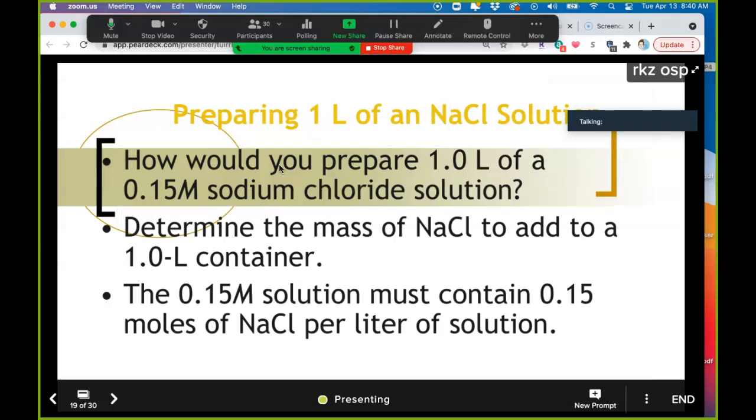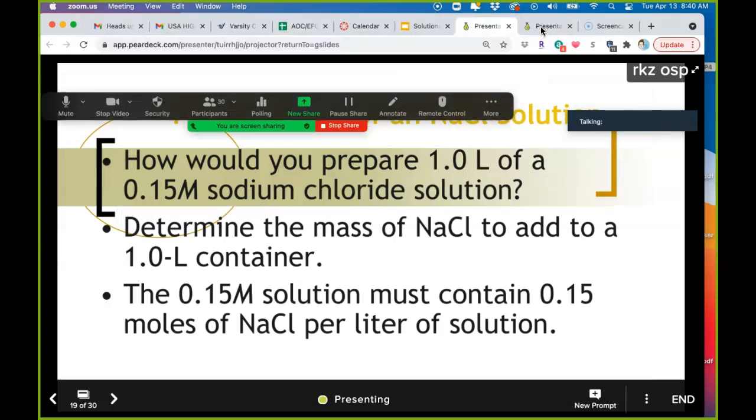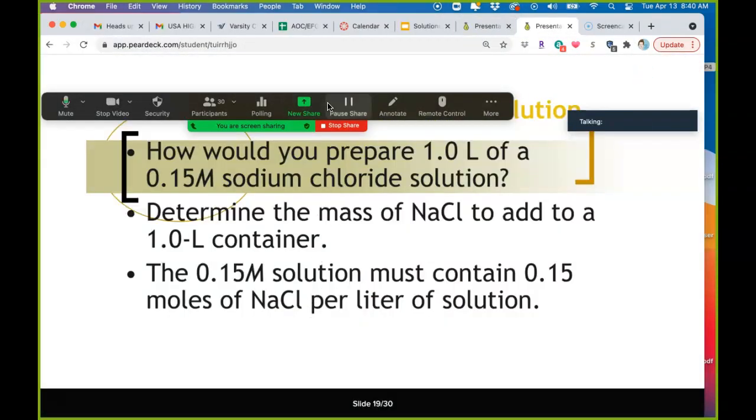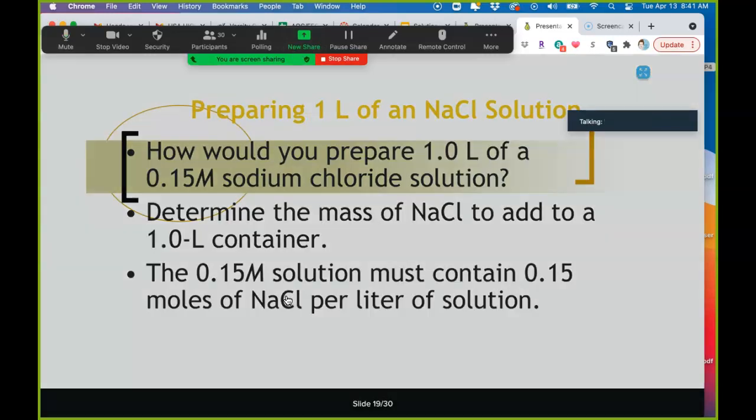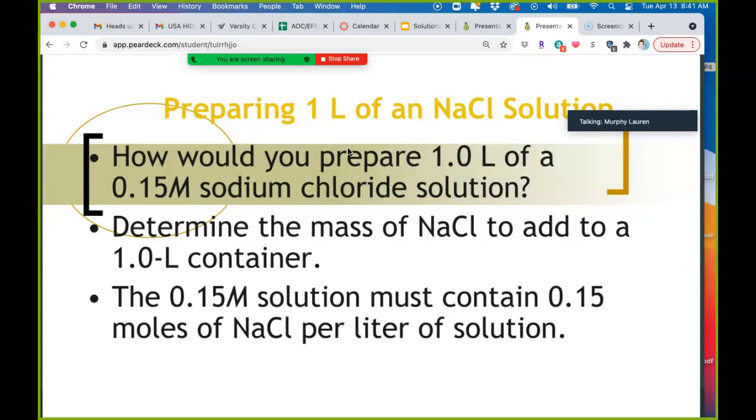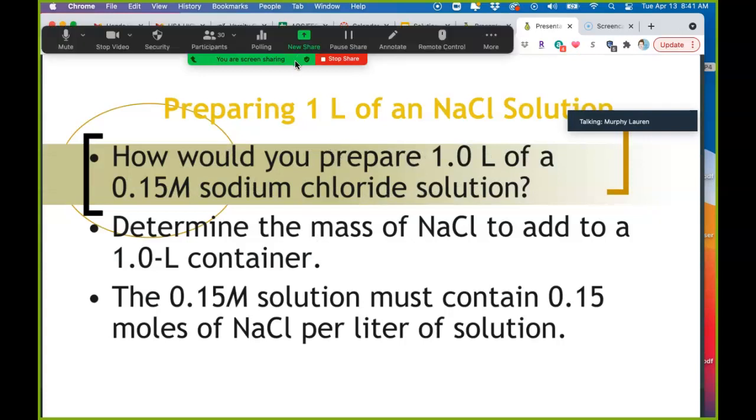So this says, how would you prepare? So now we're going to start actually making the solutions themselves. How would you prepare a 1 liter solution of 0.15 molar sodium chloride solution?